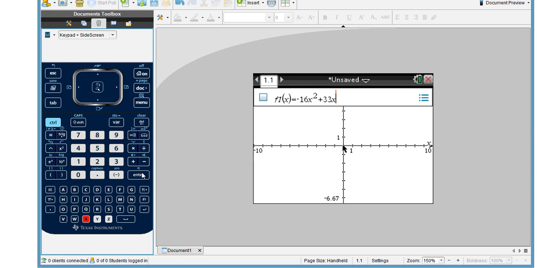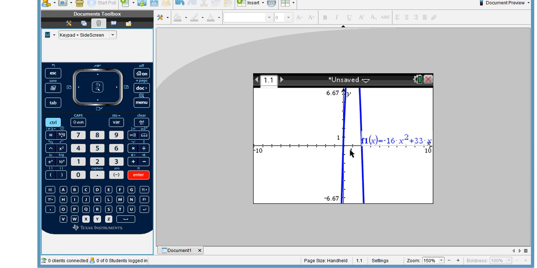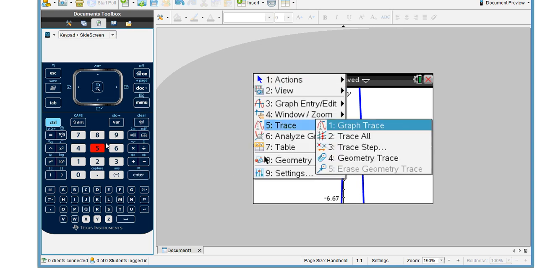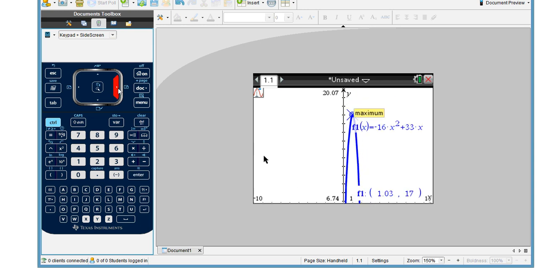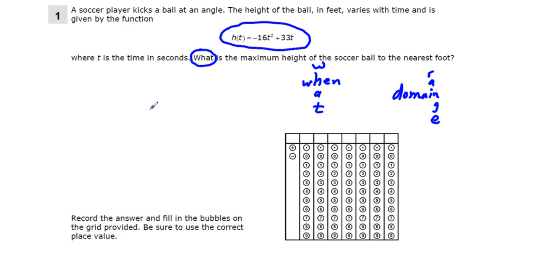If we graph this, and we're looking at the maximum height, we have this little skinny downward opening parabola, and the easiest way I know to get to this maximum is to go to menu, trace, and graph trace, and we can just scroll to the right. We see this little maximum pop up, and we get 1.03 comma 17. So 1.03 comma 17 is going to be our coordinate pair.